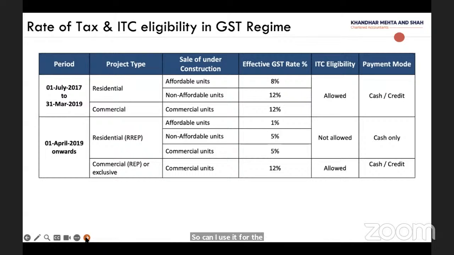That also cannot be done, because the discharge of liability of 1% and 5% on residential units after 1/4/2019 needs to be done only by cash. That cannot be done by the credit, and ITC cannot be availed. That is another thing. And for commercial, yes, ITC can be availed for 12%. It remains the same.